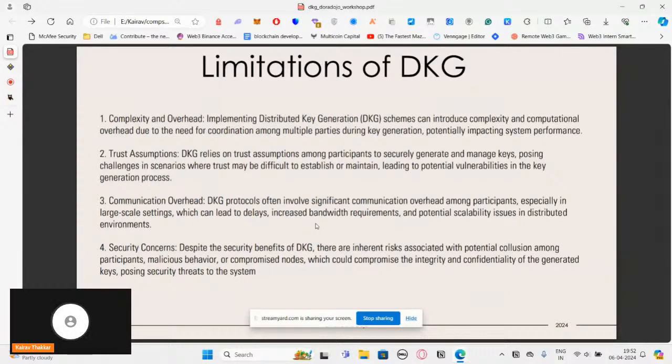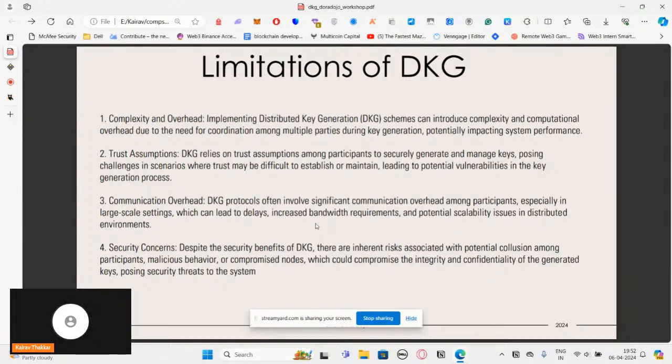So you have complexity and overhead, which is a key limitation of distributed key generation. When you have multiple parties participating in the key generation, it can potentially impact the system performance rather than one individual taking care of everything. That basically is a question of trust versus complexity and the trade-off that you are going to make.